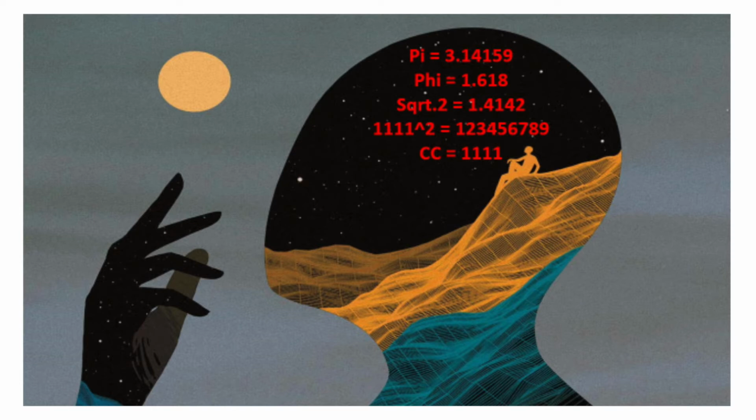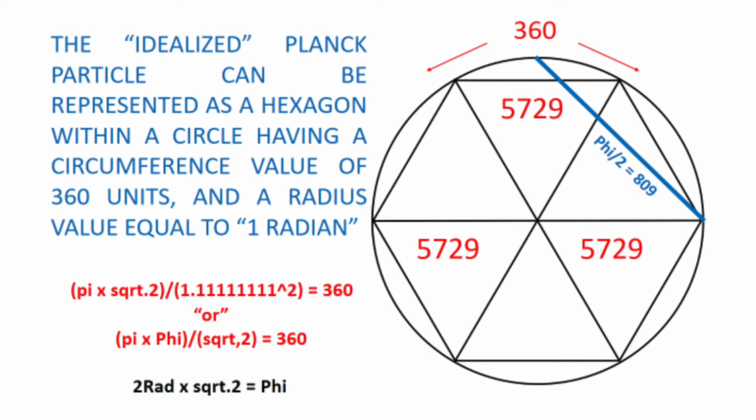This quantification system incorporates multiple natural constants including pi, phi, and the harmonic to fractal growth constant of square root 2, as well as the 1.111 cosmological constant. These factors begin by combining together within the two fundamental equations of pi times square root 2 divided by 1.111 squared equaling 360, as well as pi times phi divided by square root 2 also equaling 360, to alternatively derive the 360-degree increment value used to quantify the circumference of a circle.